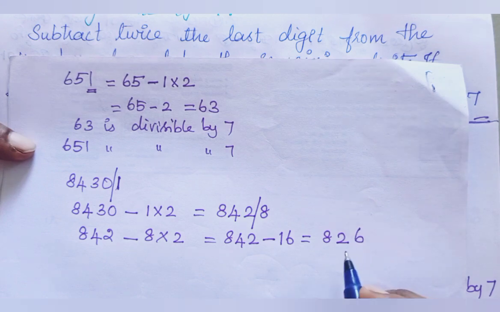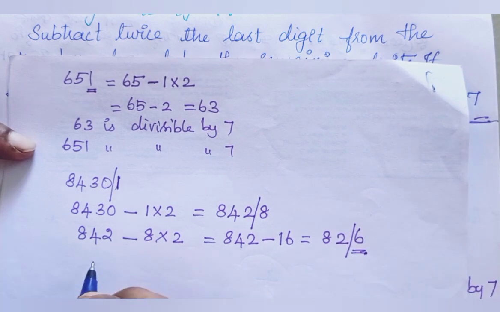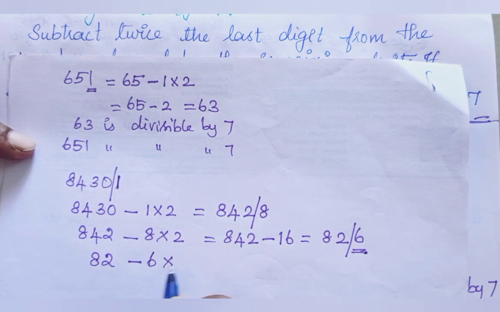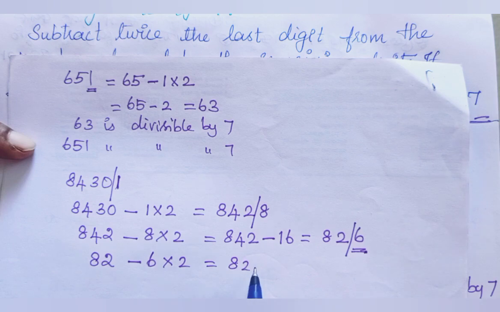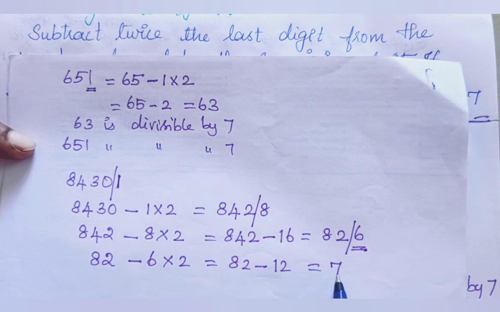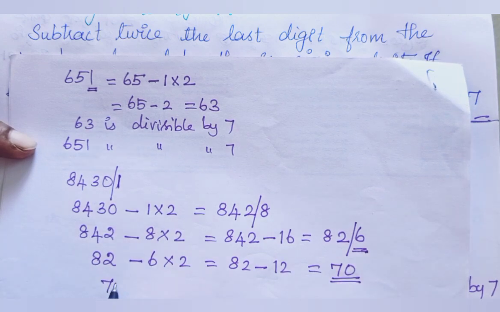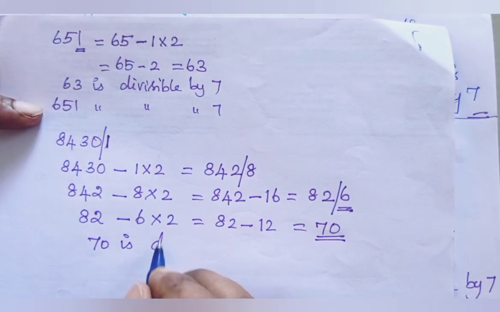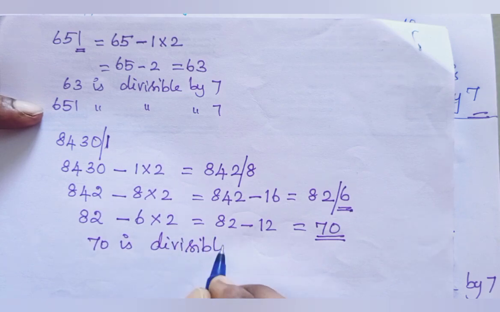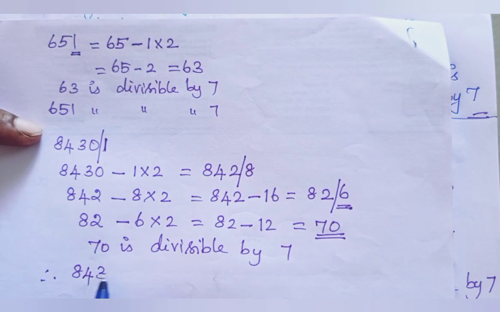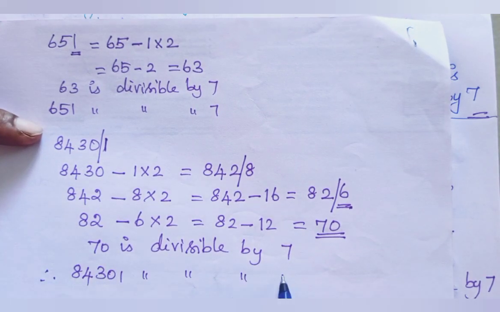Again, a 3-digit number. With this, I can't check whether it is divisible by 7 or not. Again, I am going to remove the units place of this number and multiply by 2. So, 82 is the remaining digit. 82 minus 6 into 2. I'll get 82 minus 12, and the final 2-digit number is 70. I know 70 is divisible by 7. Therefore, 84,301 is also divisible by 7.